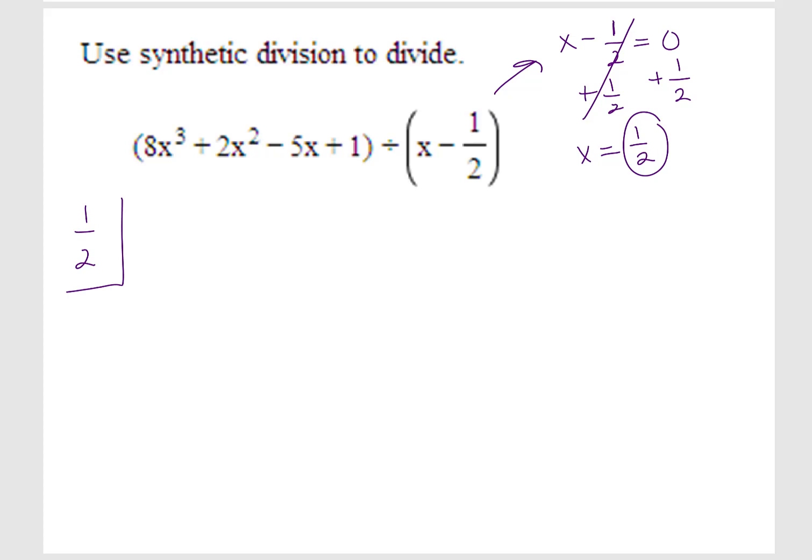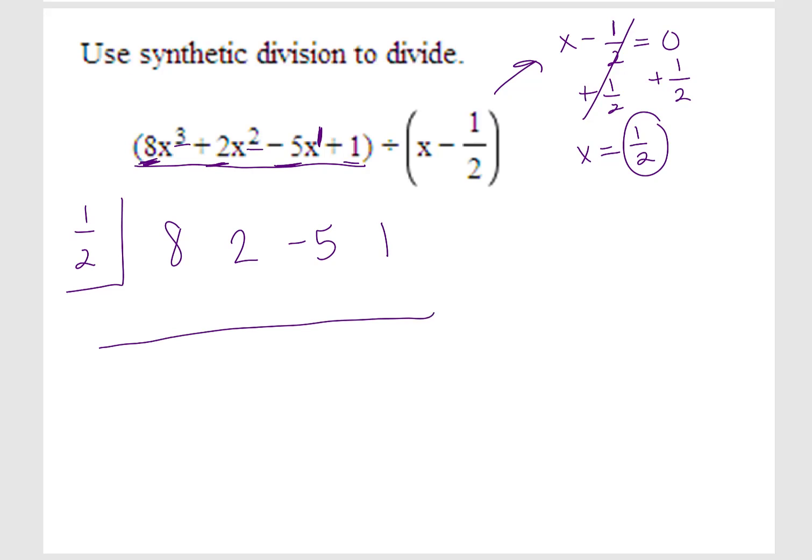Okay. And then we look at the numbers in our numerator. So 8x cubed plus 2x squared minus 5x plus 1. Look at the integers, making sure first that my powers are not skipping and they're in descending order. So they are indeed in descending order, and I'm not missing any. I have 3, 2, 1, and then none. So that works. So now I can take my coefficients 8, 2, -5, and 1. And I'm ready to go.